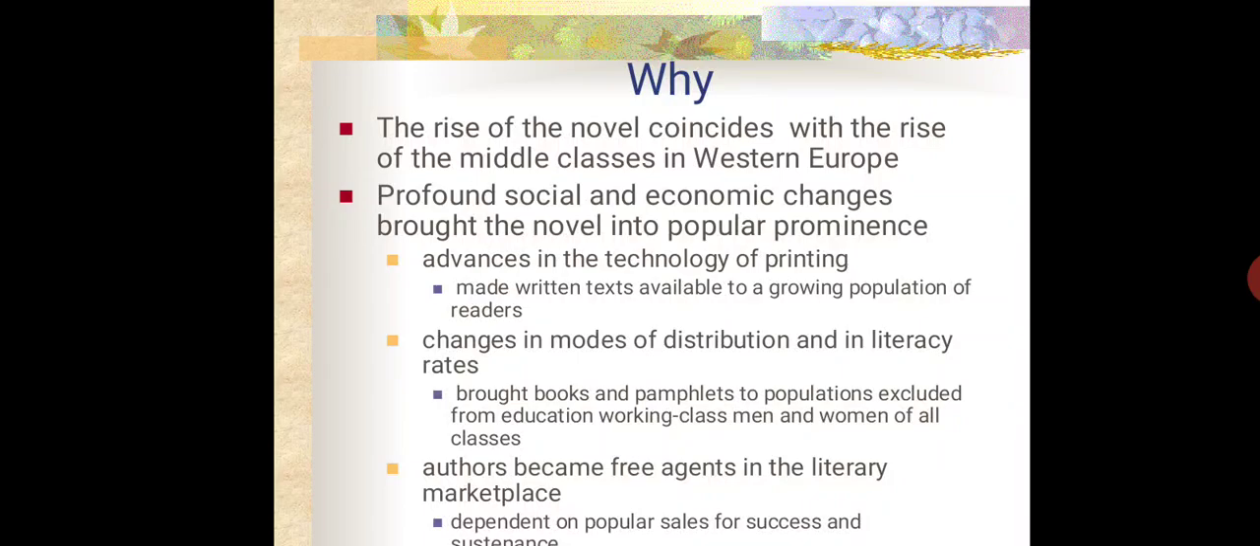Advances in the technology of printing. This is the most important reason for the emergence of the novel. It made written text available to a growing population of readers. Because of the technology, it was available in a number of copies for the masses and it became popular. Changes in modes of distribution and literacy rates. Literacy rates also increased, so it made popular books and pamphlets available to populations excluded from education, working class men and women of all classes. So there is a change in modes of distribution and in literacy rates as well.